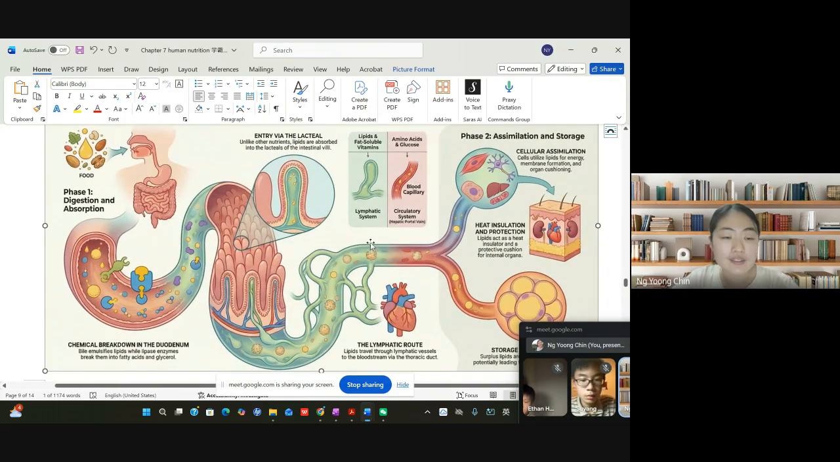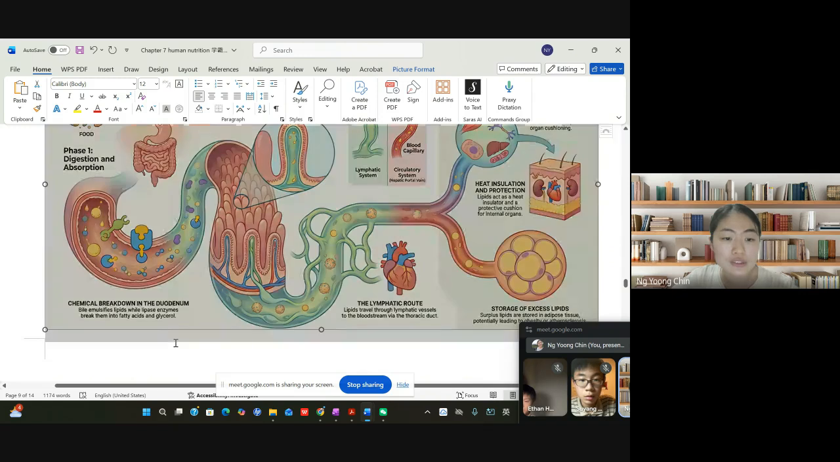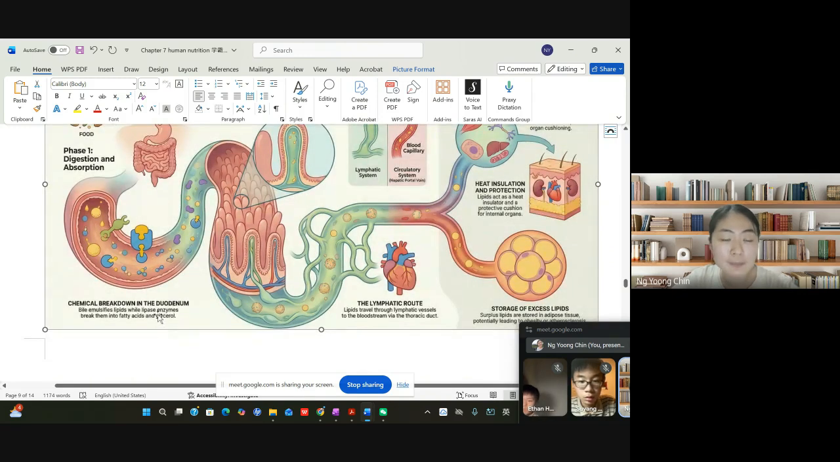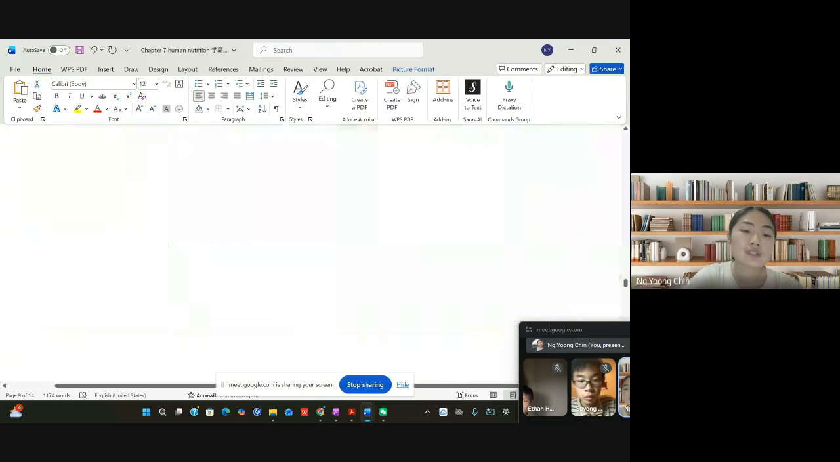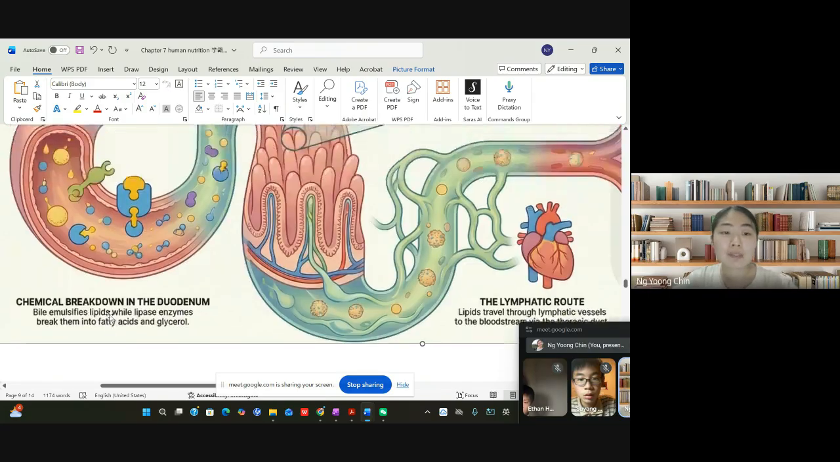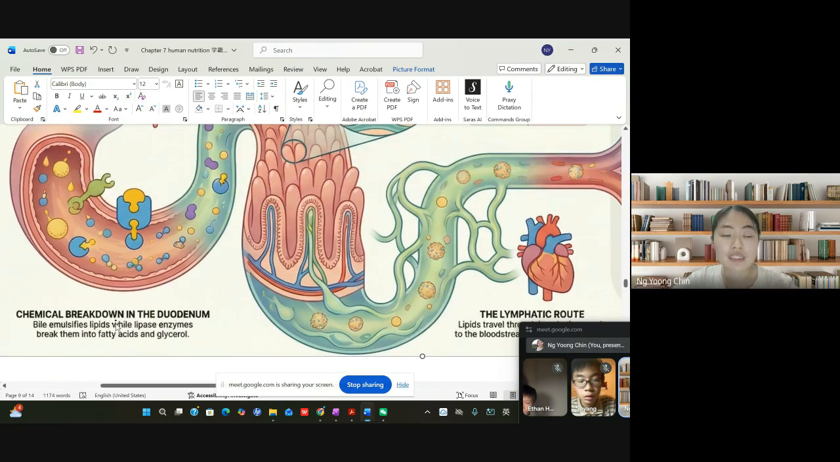So you can see, just imagine that this is a lipid, and then this will be the bile. Bile is produced by the liver, and they will do the emulsification. Emulsification makes the lipid smaller in particle size. This is the physical digestion. Later they will be broken down by the lipase, which is chemical digestion, into fatty acid and glycerol.